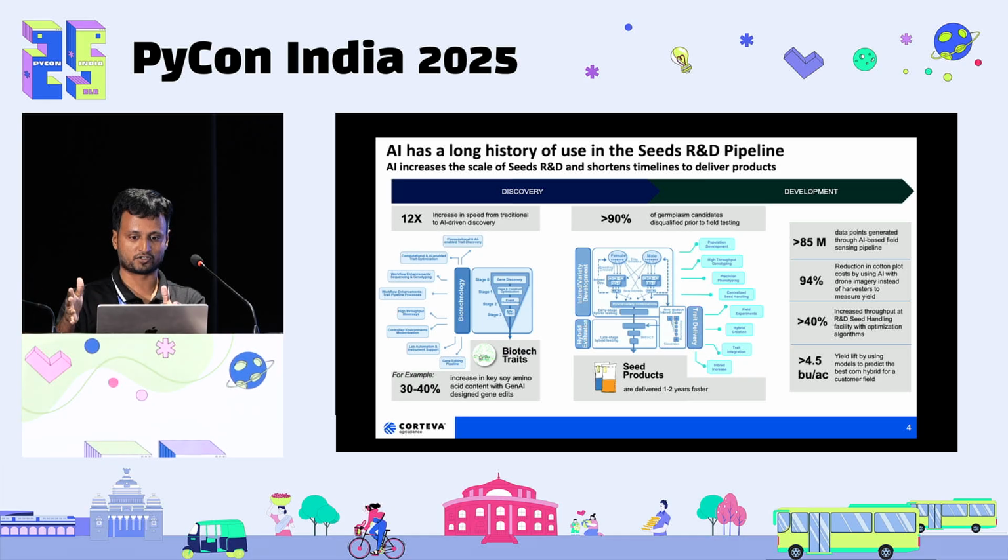But in that entire development process, you collect a lot of image data, you collect a lot of video data, you use a lot of sensors like LiDAR, multispectral, hyperspectral, and you use that data to take your decisions about hybrid performance in the field. And similarly, in the biotech trait development, you have one example here. We have used GenAI-based protein engineering to discover genes that would result in a 30 to 40% improvement in nutritional content like amino acid content in soybeans. Which is actually a significant thing that probably would not have happened without AI.